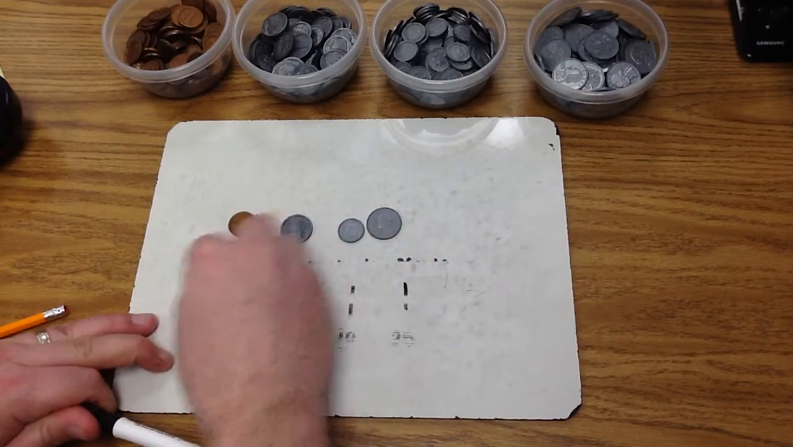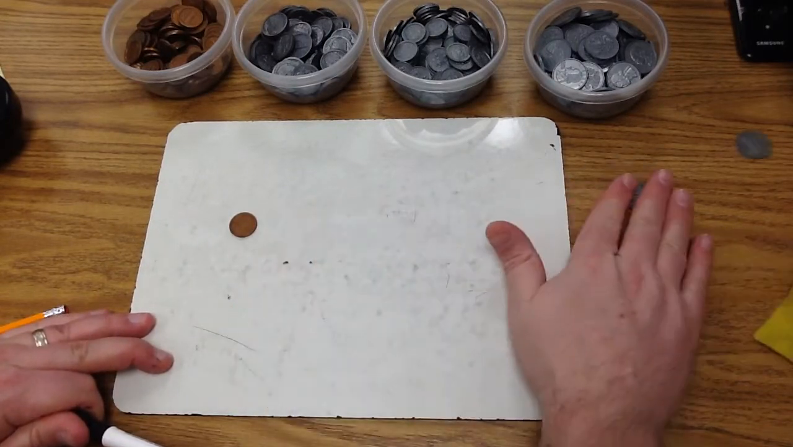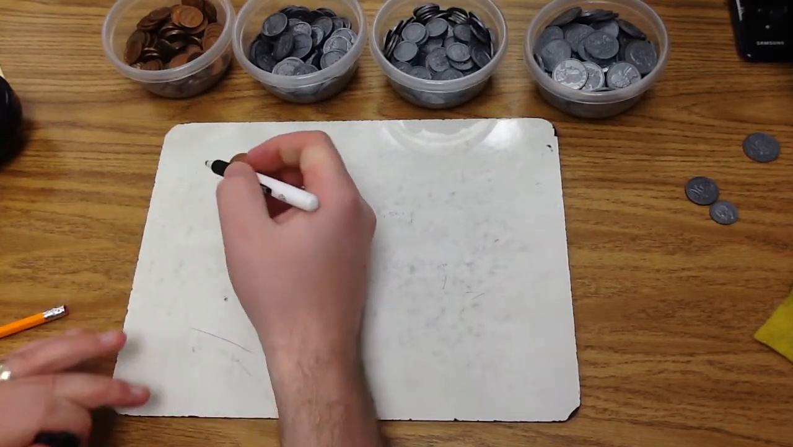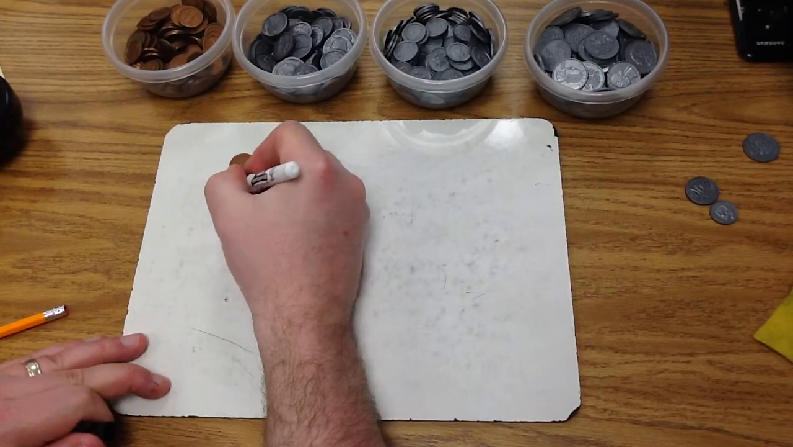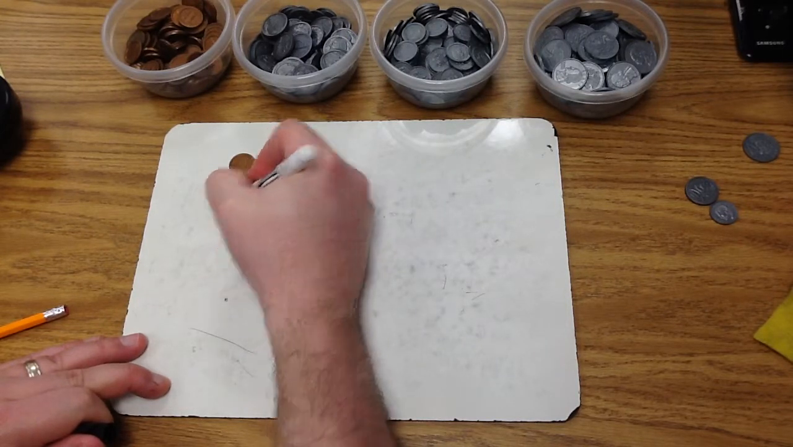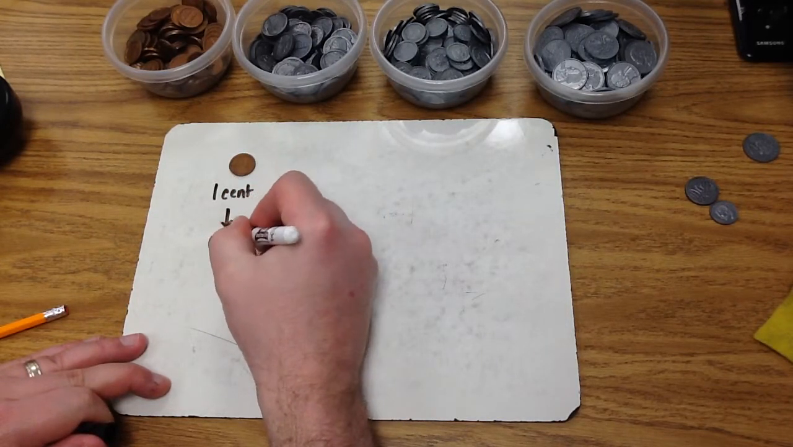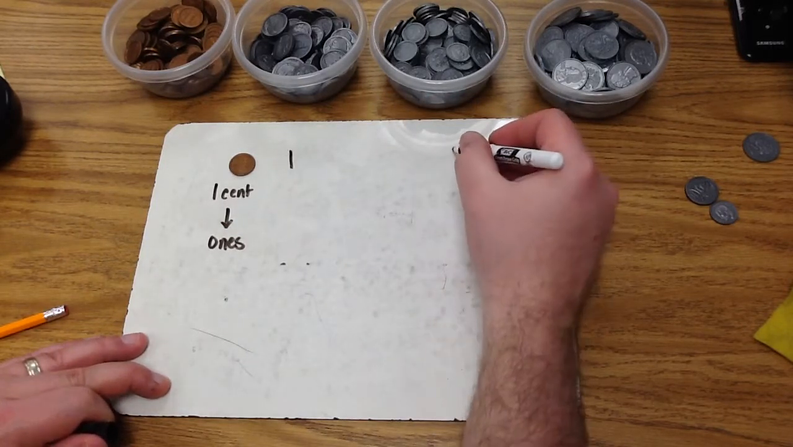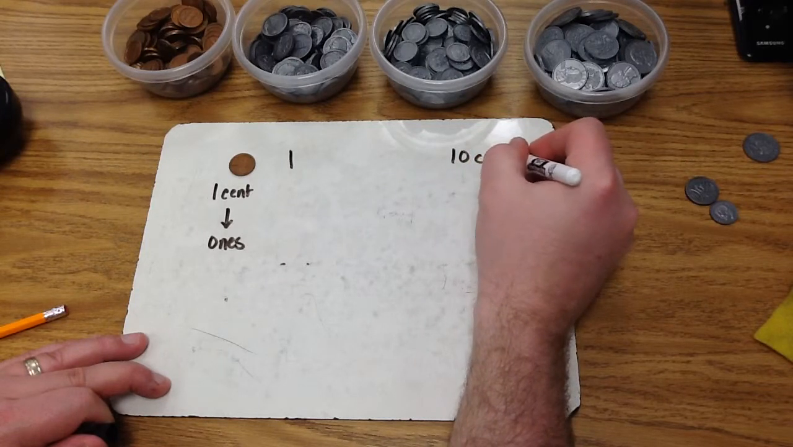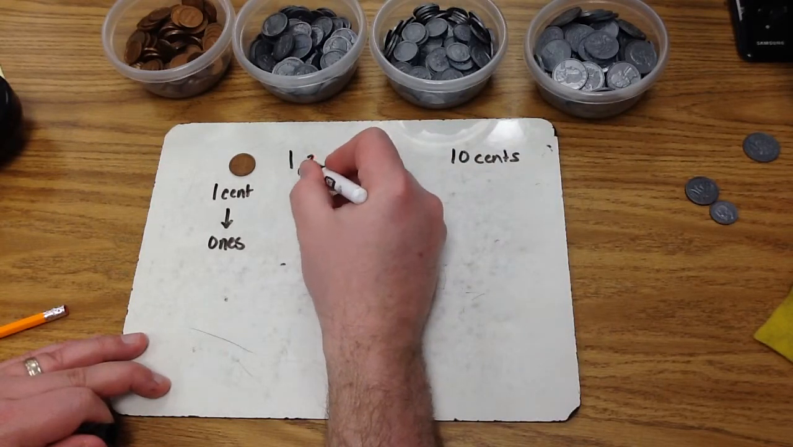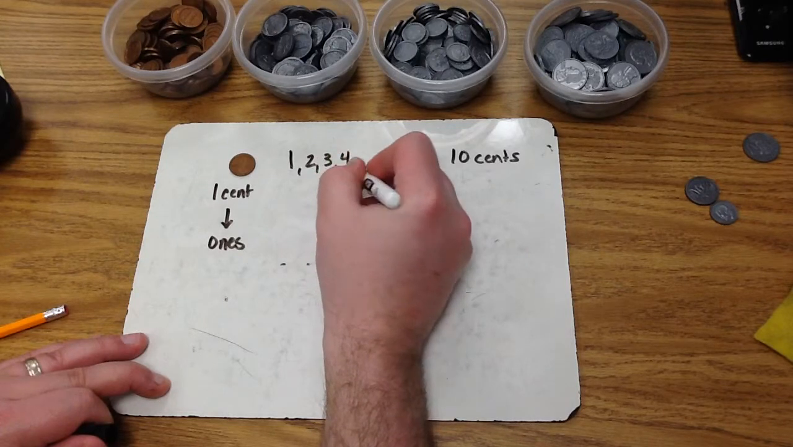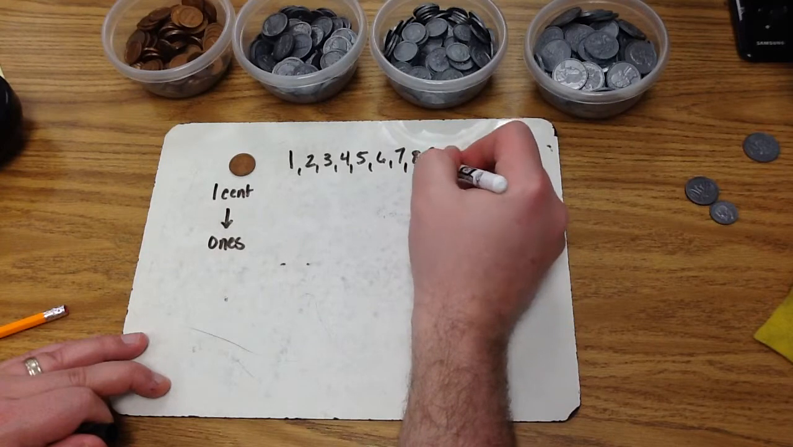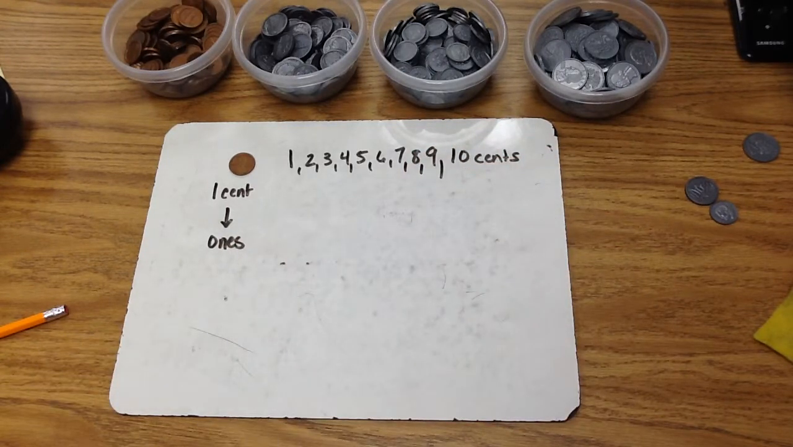So let's start with our pennies. That's a penny right there. A penny, as we said earlier, is worth 1 cent. When we use the penny, that means that we count by ones. So if I had 1 cent and I wanted to count all the way up to 10 cents, I would simply count by going 1, 2, 3, 4, 5, 6, 7, 8, 9, and 10. I think we're pretty good at doing that.